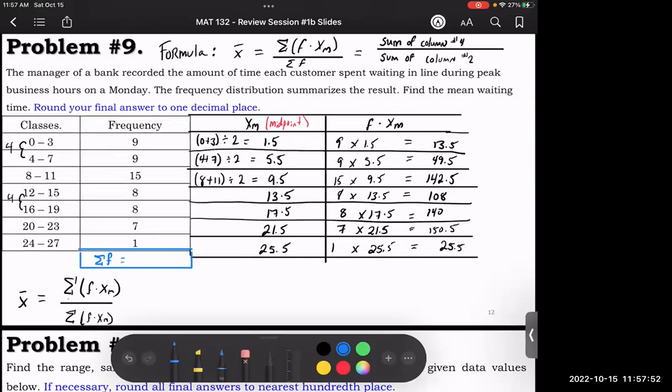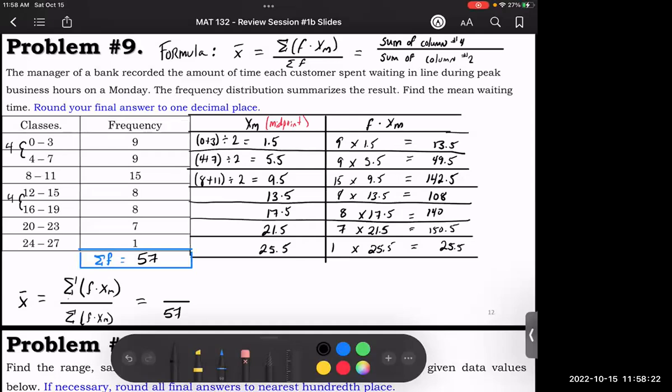So you need to take 9 plus 9 plus 15 plus 8 plus 8 plus 7 plus 1. What would that be? 57. 57? Let's see. 18, 15 is 33, and 41, 49, 50. Yeah, 57. The bottom number is definitely going to be 57. So that goes on the bottom.